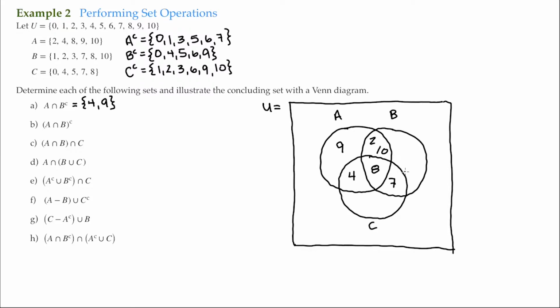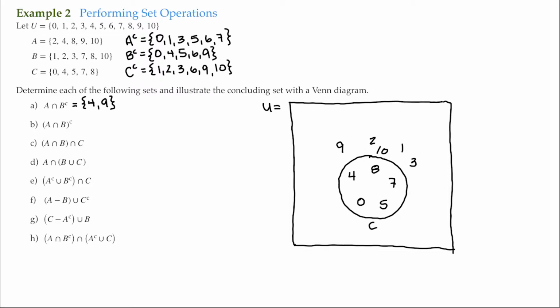I do the same for B. I already have 2, 7, 8, and 10. I'm missing elements 1 and 3. Those are going to go out here. And there you can see them. And then I'm going to do the same for set C. I already have 4, 7, and 8. I'm missing elements 0 and 5, so I'll put those out here. So I have 0, 4, 5, 7, and 8.